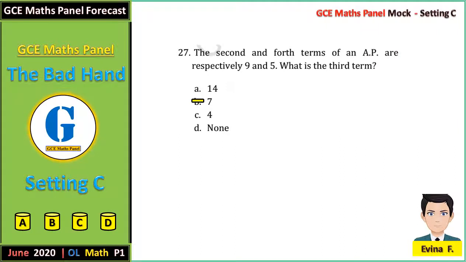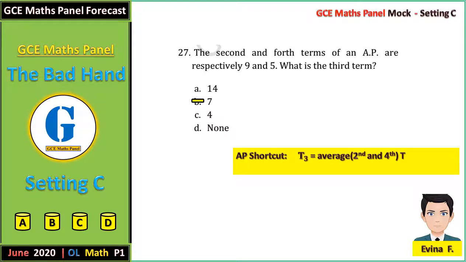Question 27. The second and fourth terms of an AP are respectively 9 and 5. What's the third term? For an AP, it is very, very easy to obtain the third term if you are given the term before and the term after. For example, you have the second and the fourth term here. The average of these two terms must give us a term in between. And if they ask for the eighth term given the seventh and ninth term, just take the average. So as a shortcut, this just gives us the value of 7.